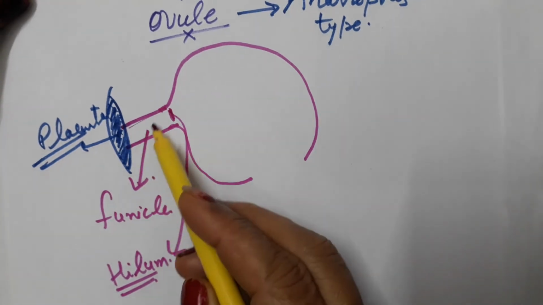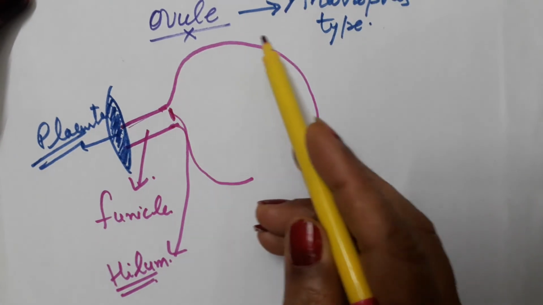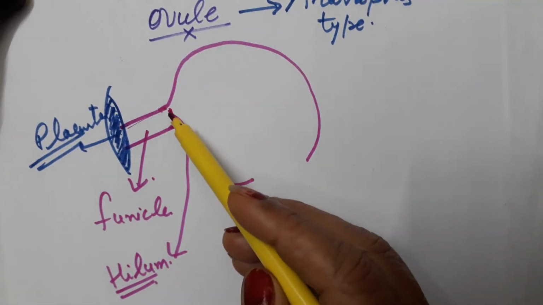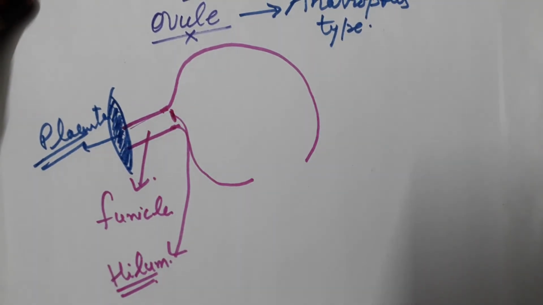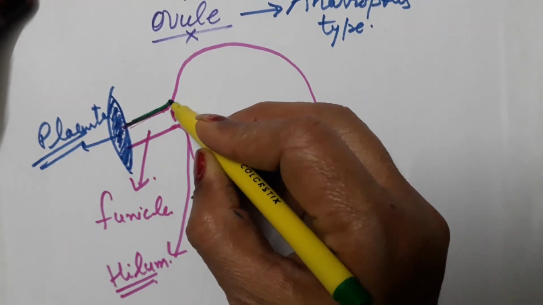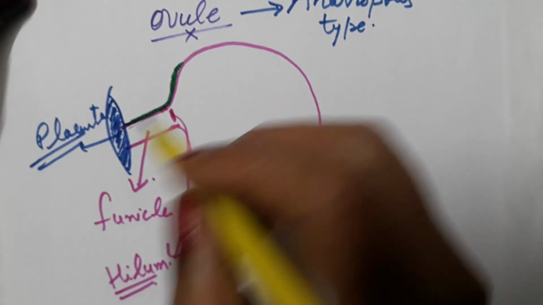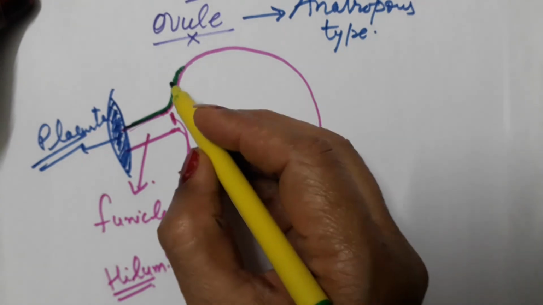This is the stalk of the ovule, known as the funicle. It remains attached with the main body of the ovule, and the point of attachment of the funicle with the main body of the ovule is known as the hilum. This funicle stretches over and spreads on the outer part of the ovule. This part represents the raphe.